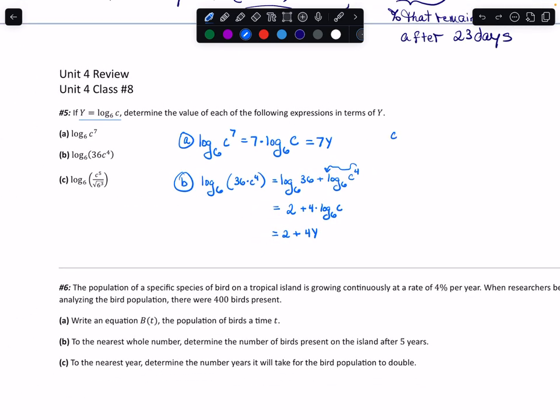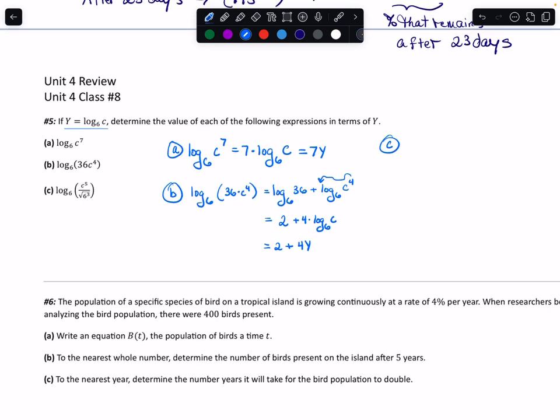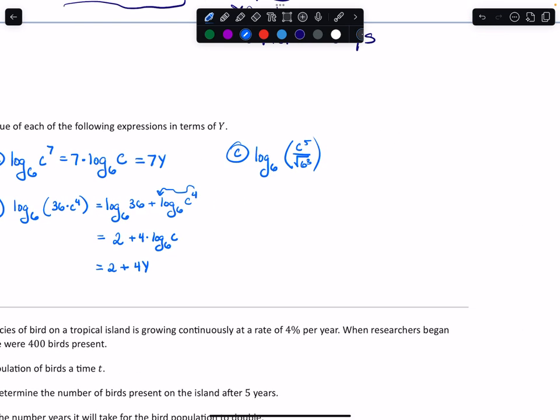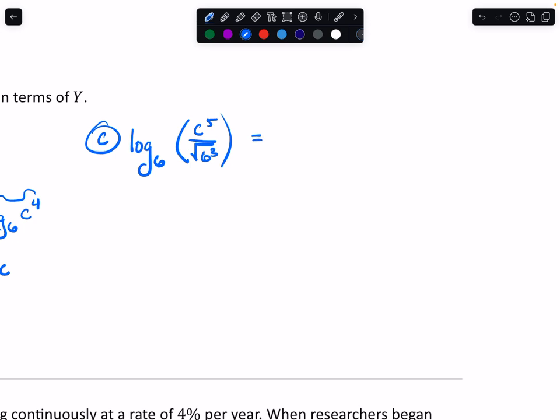One more here. They're not terrible, and if you're comfortable with these they can be done very quickly, but we can understand how this might not be the most comfortable thing in the world. That's okay, though. You can get comfortable with it. Log base 6 of c to the fifth over the square root of 6 cubed. Yuck. Now I'm seeing a quotient, so I'm going to use the quotient property for logarithms. So I have log base 6 of c to the fifth, if you want those parentheses there, by all means, minus log base 6 of the square root of 6 cubed.